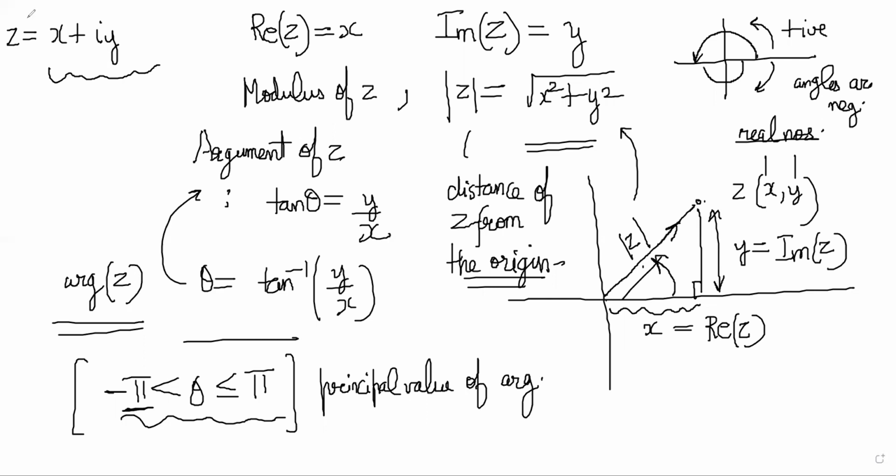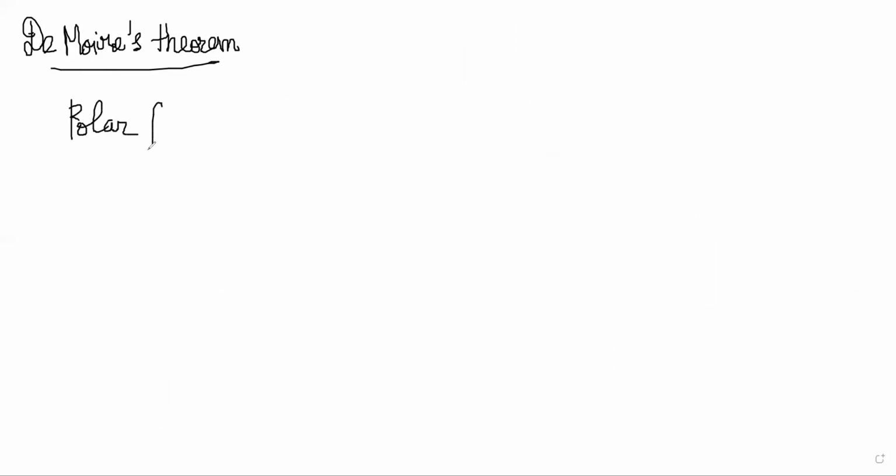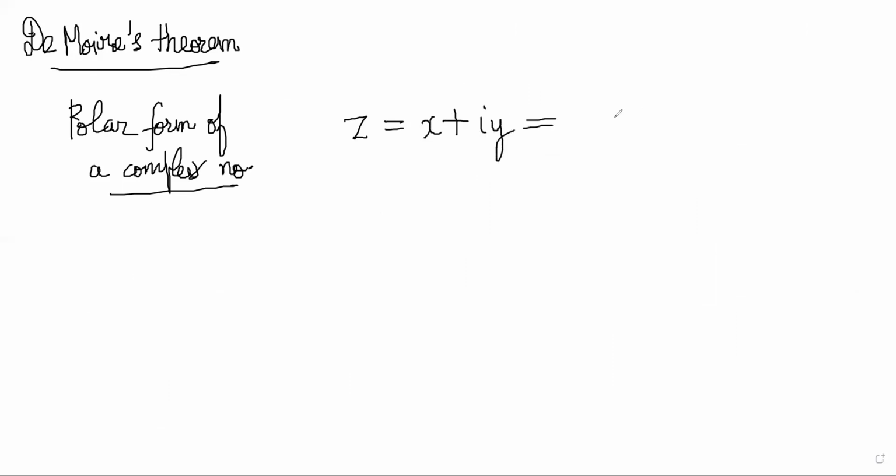I will show you another important theorem in complex numbers, which is De Moivre's theorem. But before that, I will just explain what the polar form of a complex number is. The polar form of a complex number is: any complex number x plus iy can be written as r cos theta plus i into r sin theta.